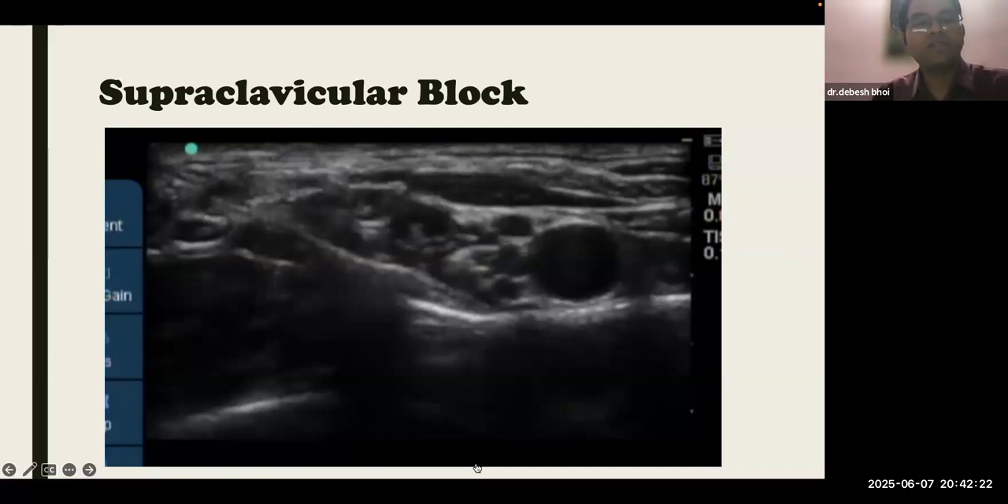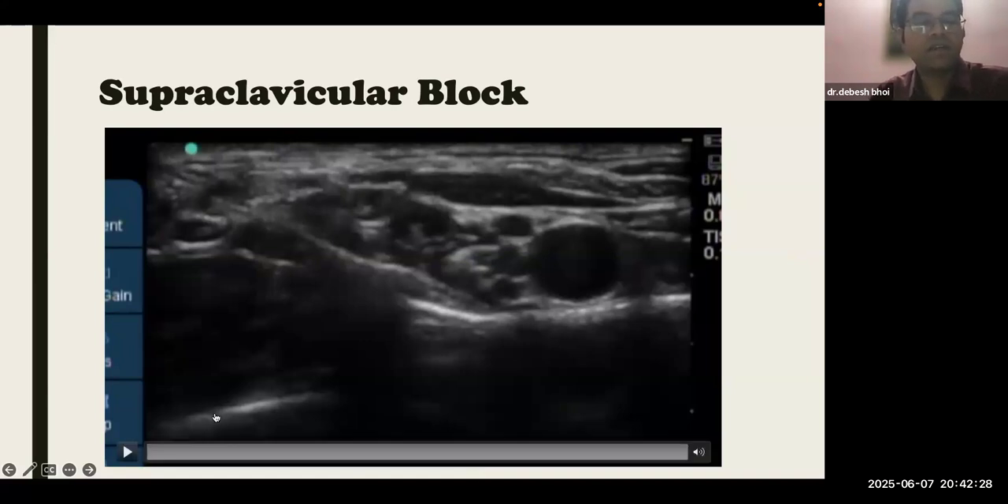So this is the supraclavicular block that normally you do, because this is the same technique that you can use for anything if you are needing a block in this case.